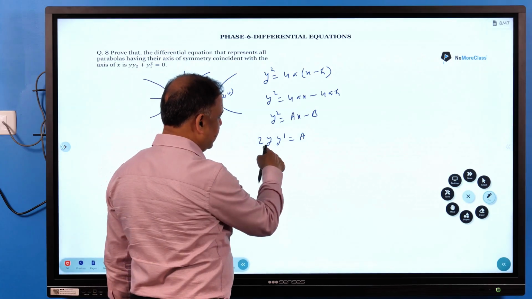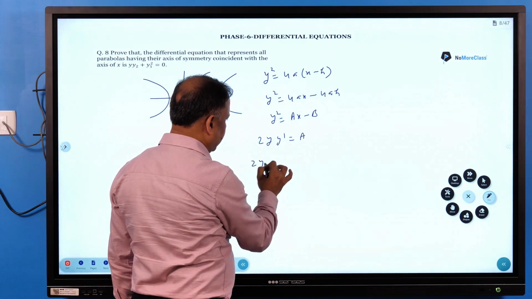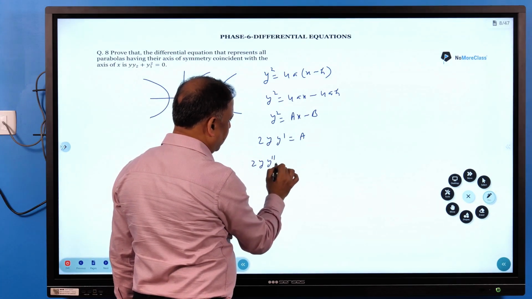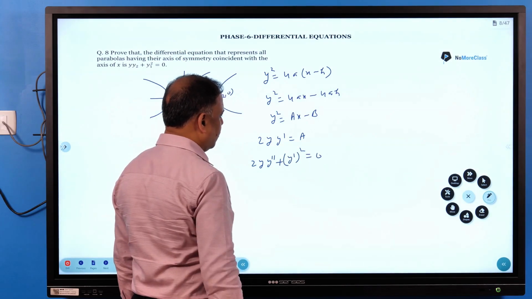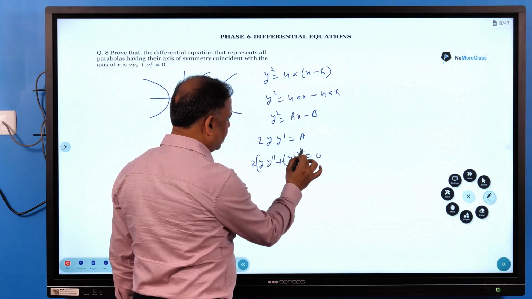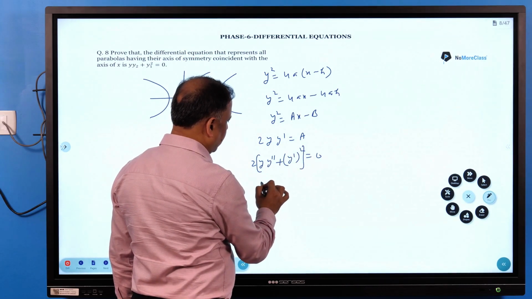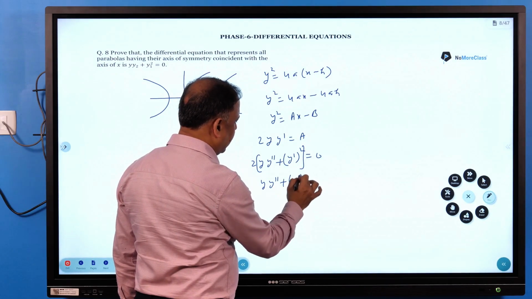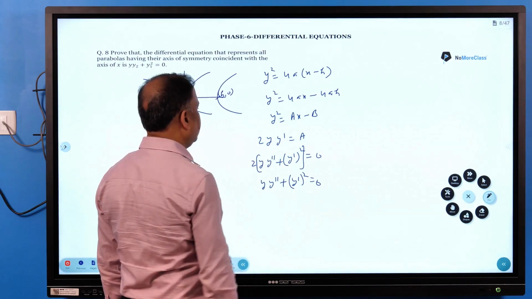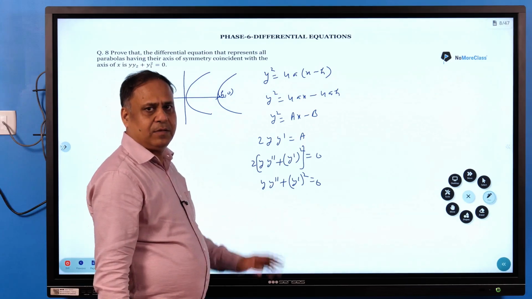So again differentiate this. So 2yy double dash by product rule plus y dash whole square is equal to 0. And 2 will be there. So 2 take outside. So yy double dash plus y dash square is equal to 0. This will be the answer. Thank you.